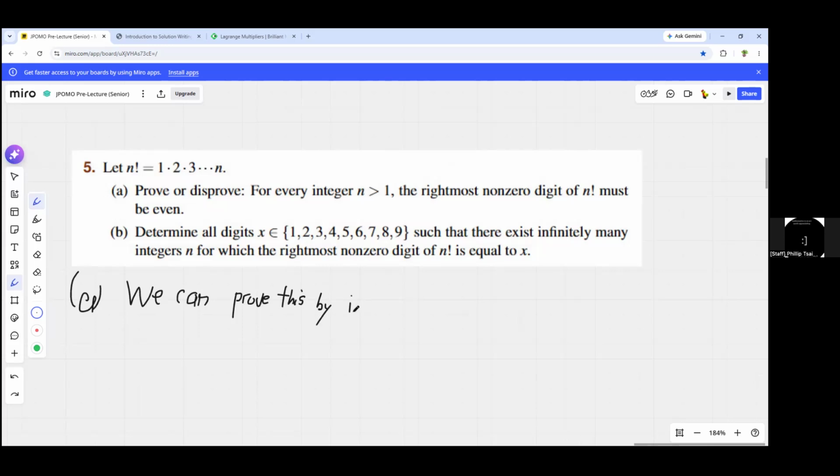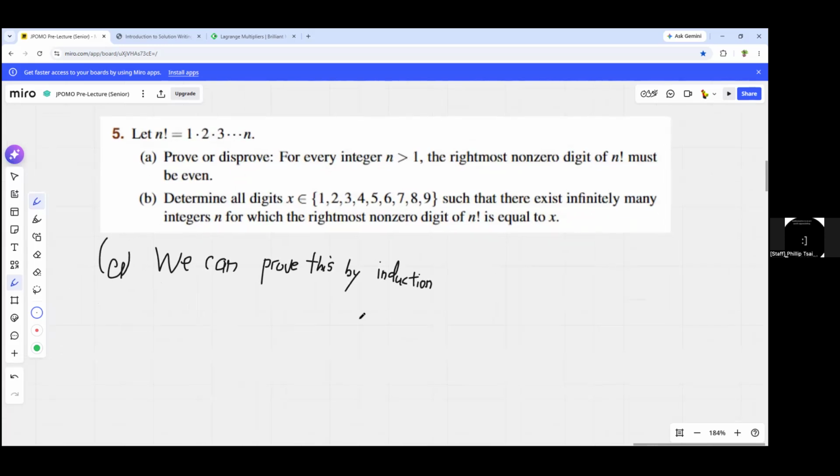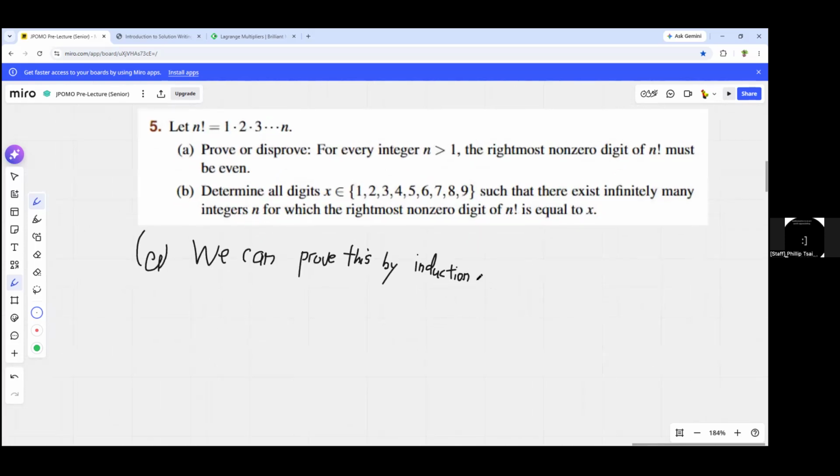By the way, even if your handwriting isn't the best, it's okay to write slightly messily, as long as the grader can still understand your solution.